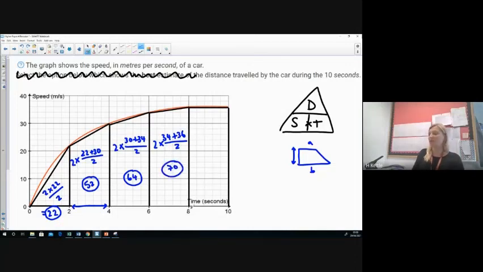And the last one's just a rectangle, so base times height, because this and this are the same. So when we add them together and divide by 2, we're just going to get that value. So 36 times by 2, which is 72. So the distance travelled is going to be all of those numbers added together. So we're going to do 22, add 52, add 64, add 70, add 72, which is 280, and that's going to be meters. The reason we know it's meters is because the speed is in meters per second and the time is in seconds. So it makes sense that the distance travelled is going to be in meters.